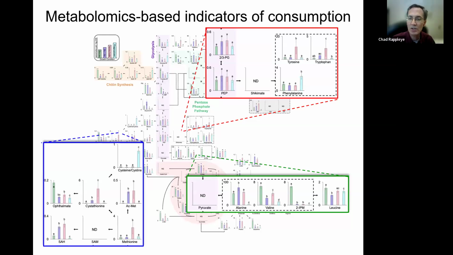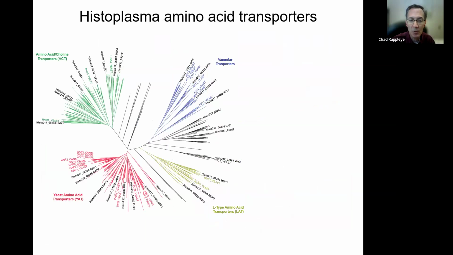So instead, we turned our attention to how Histoplasma acquires the amino acids that it's potentially using for its nutritional effects. And for this, we turned our attention to the amino acid permeases that are found in fungi. So this is just a phylogenetic tree showing the different families of permeases that have been identified. It includes things like amino acid transporters of the ACT family, some transporters that are found in the vacuole, some methionine type transporters, as well as the general amino acid transporter family, the YATs.